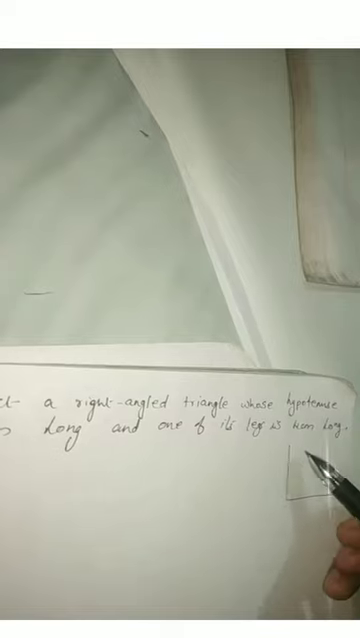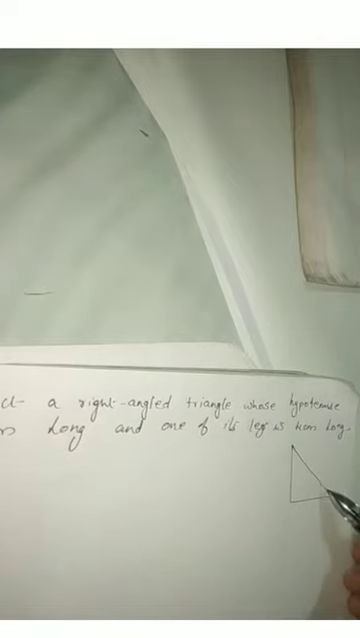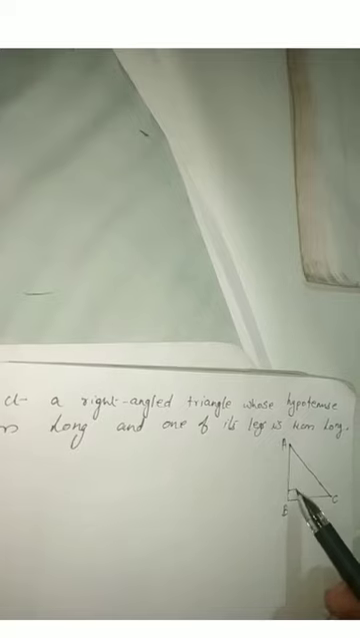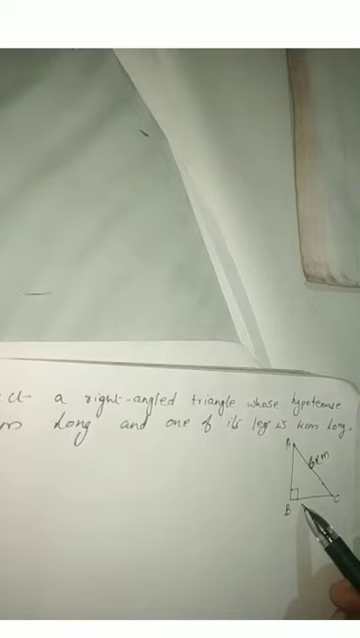Now we can discuss the second question. Construct a right angled triangle whose hypotenuse is 6 cm long and one of its legs is 4 cm long. So now we can draw a rough diagram. Now we can name this one as ABC. Now C is 90 degrees and the hypotenuse is 6 centimeter, opposite of 90 degrees, and one of its legs we can give as 4 centimeter, as base.